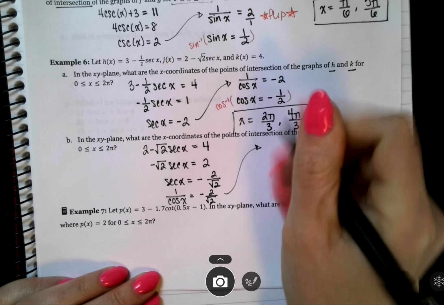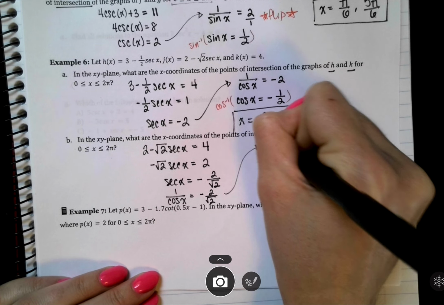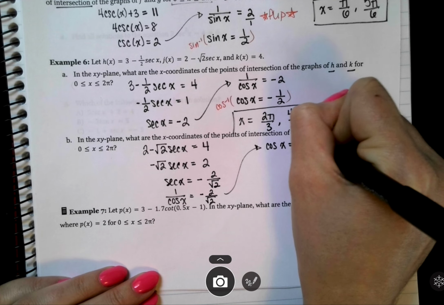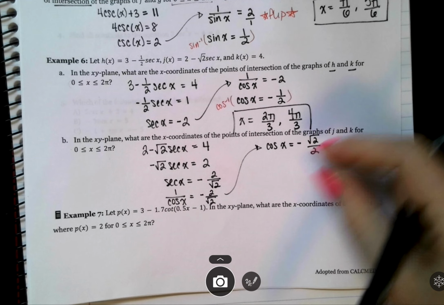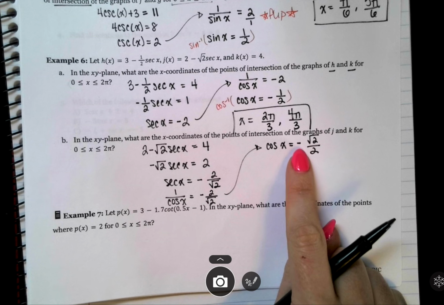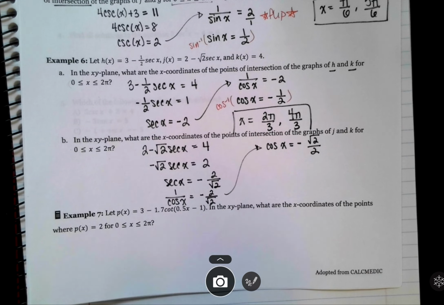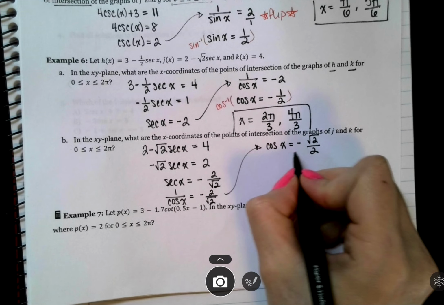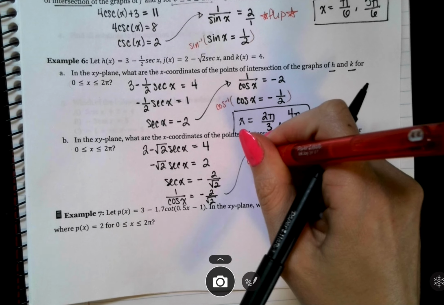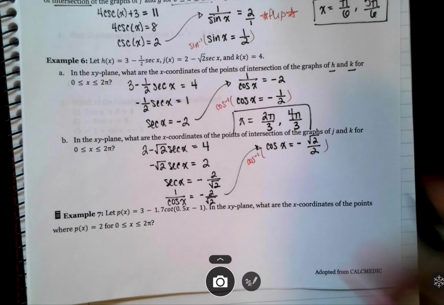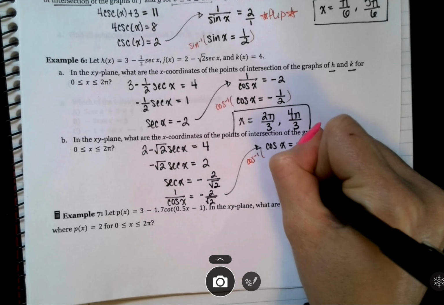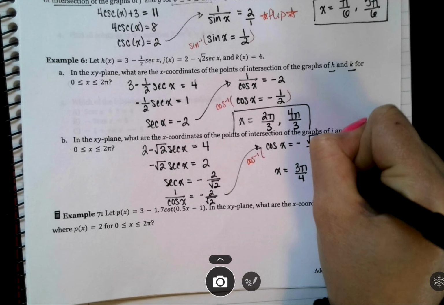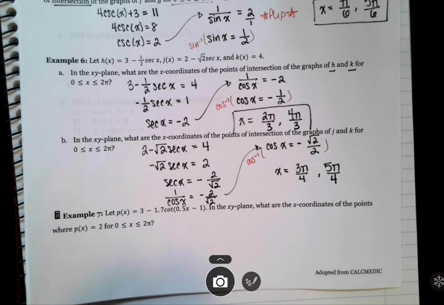I flip both sides of my equation, so I get cosine of x equals negative square root of 2 over 2. So that's one of the reasons why I pull the negative out in front. I can just flip the fraction, as long as that negative is still there out in front. So I'm going to take arc cosine of both sides. Arc cosine of cosine is just x. And then arc cosine of negative square root of 2 over 2 is 3 pi over 4 and 5 pi over 4.